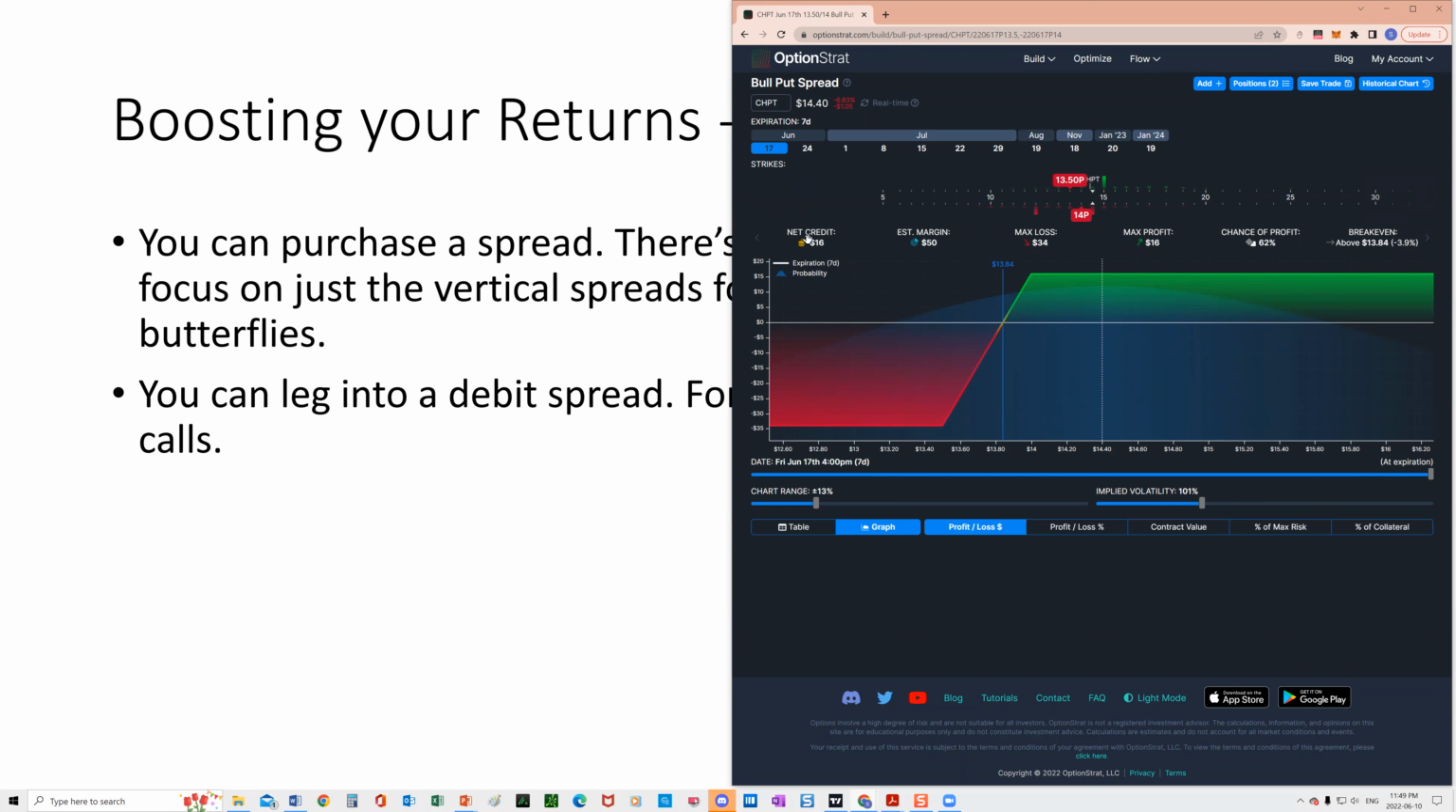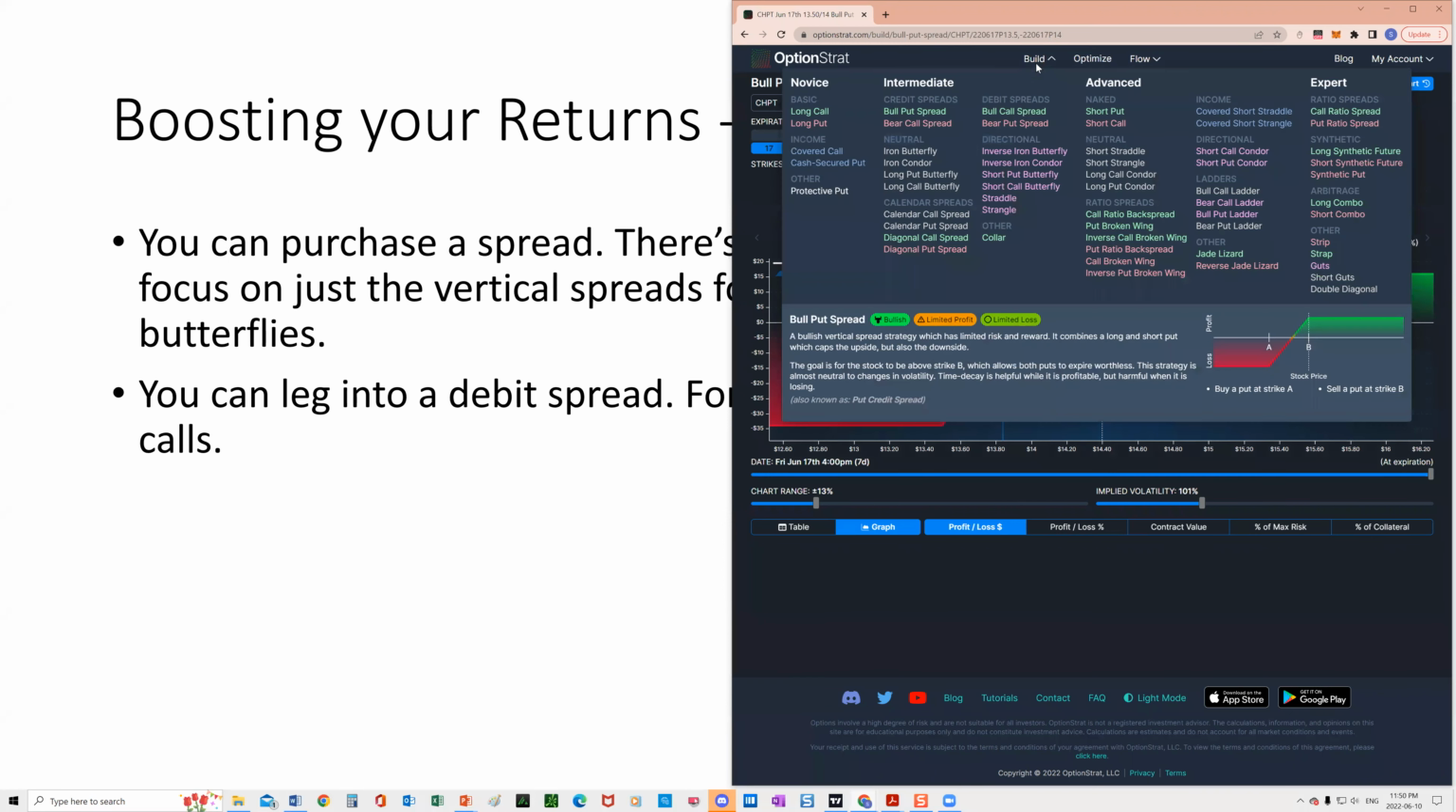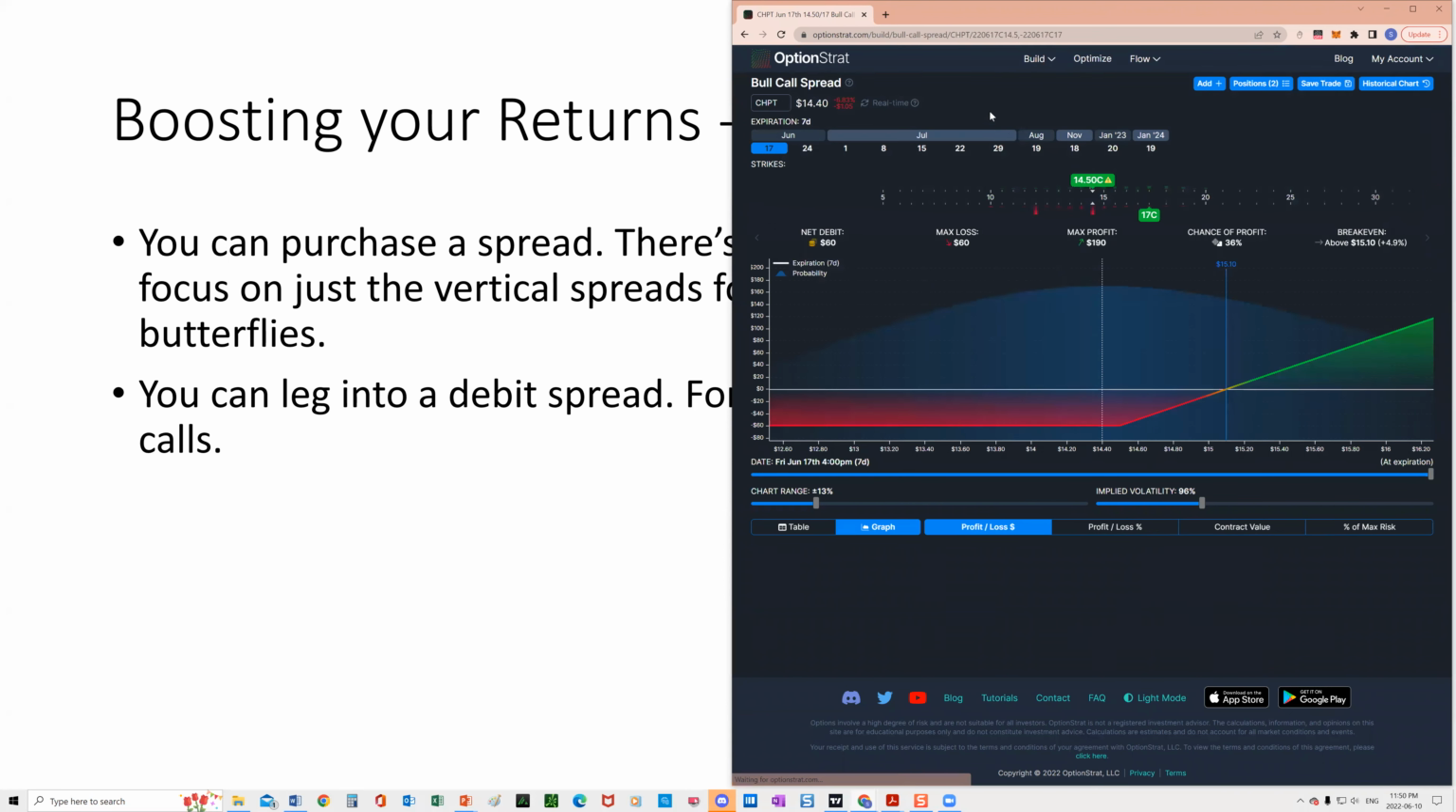But this is a directional trade, right? So if you are bullish, so let's say we think that ChargePoint is going to go up, we can buy the stock, we can buy a call, we can sell a put or do a put credit spread, or we can get into a vertical spread, okay? So let's introduce the vertical call spread, right? This is called a bull call spread.